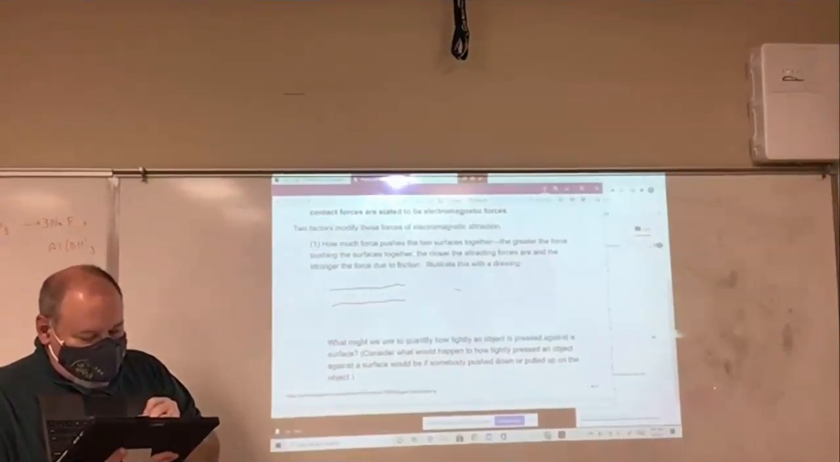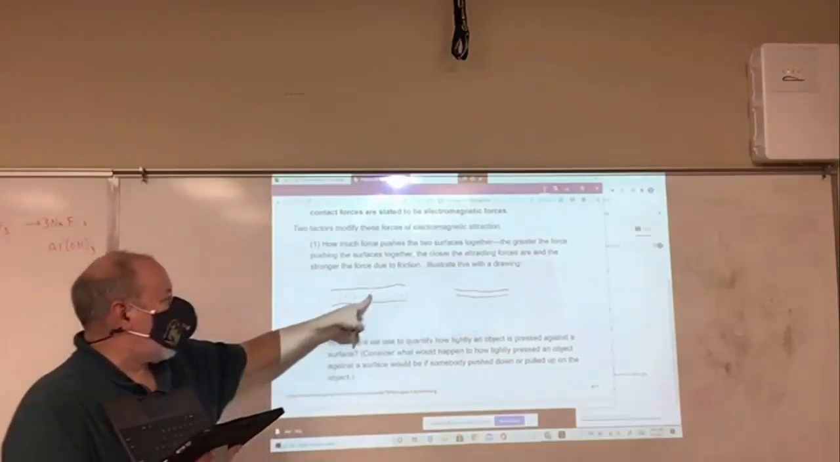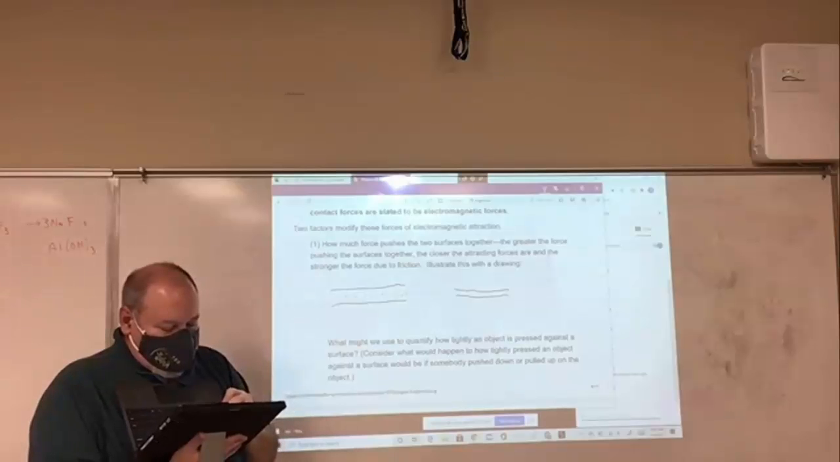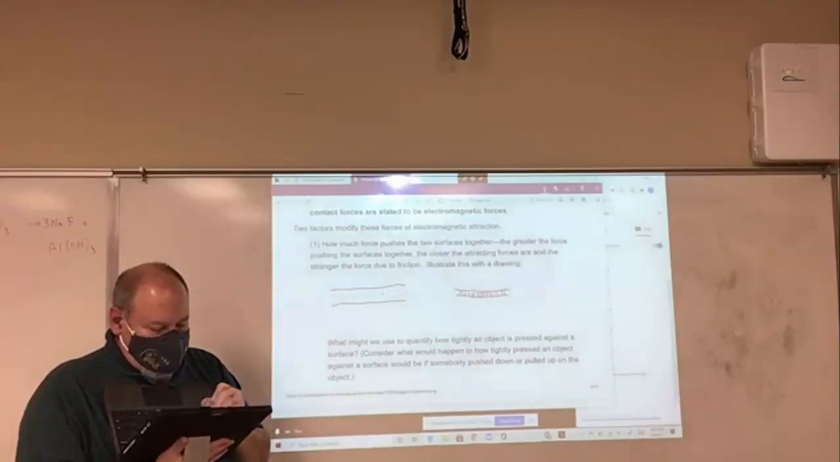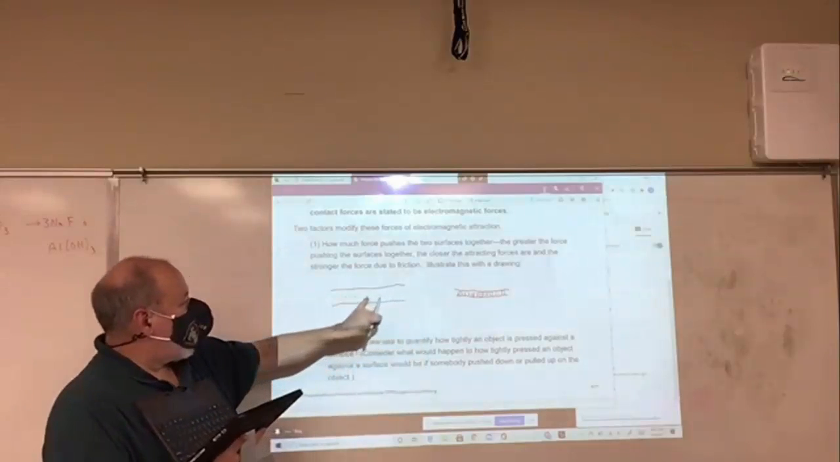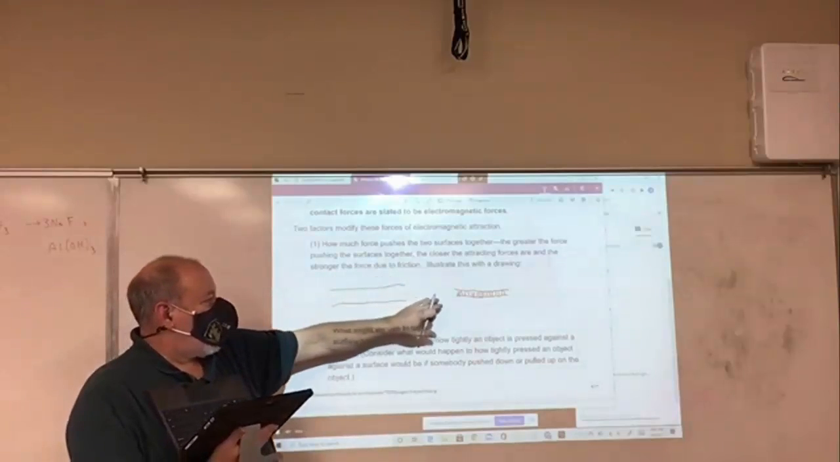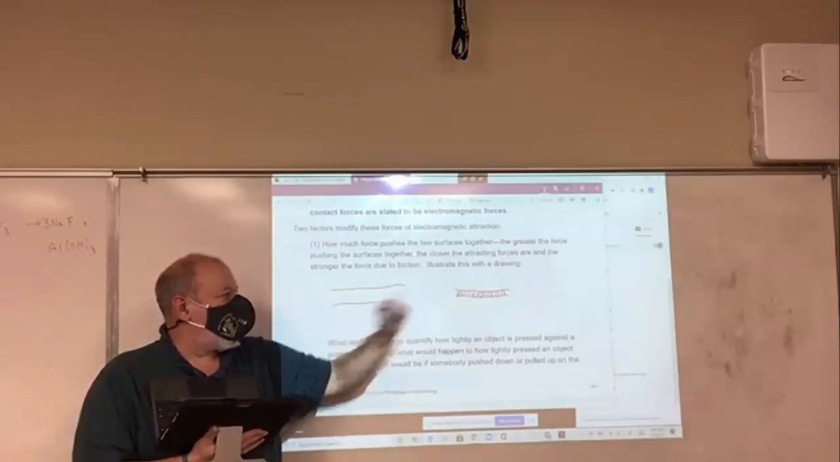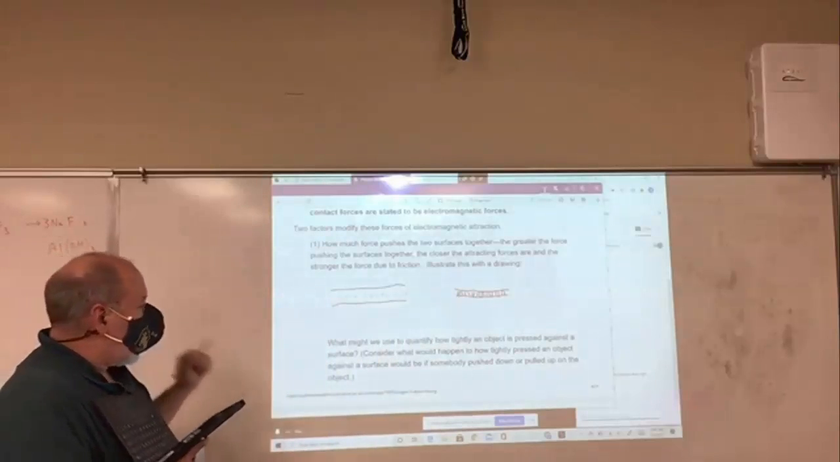But if I push these things closer together, these particles in this surface and these particles in this surface are closer together, and those forces become much stronger. So the less force that I push these together with, the less those forces are. The stronger I push those together with, the stronger those forces are.